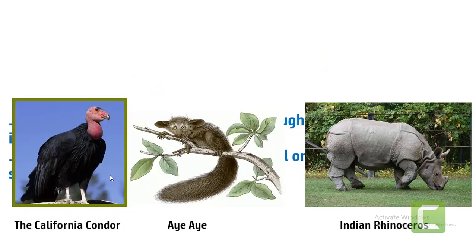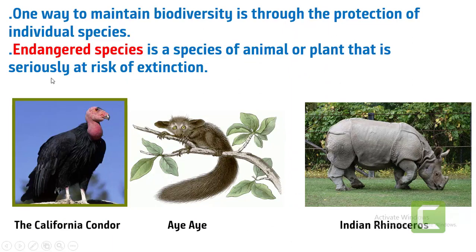I want you to see one way to maintain biodiversity is through the protection of individual species. Here are endangered species like the California condor, which was also a success of the Endangered Species Act in the USA. It means they can protect them now.